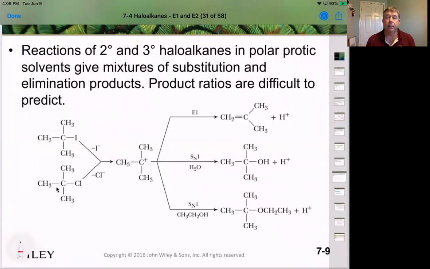as well. The product ratios are difficult to predict because, remember, in the secondary and tertiary haloalkanes, we can form that carbocation. Once you form that carbocation, it is the most reactive species. Therefore, it can eliminate through an E1 reaction, giving us an alkene product. It can be substituted by the solvent itself or by one of the other species in there to give other products.